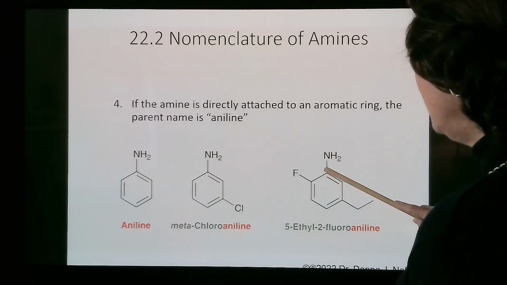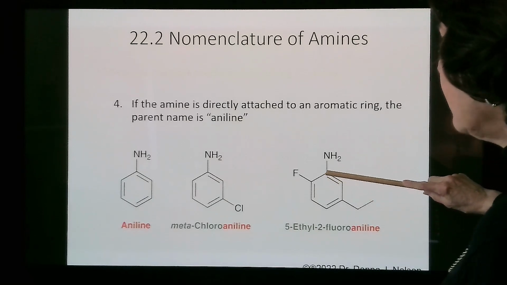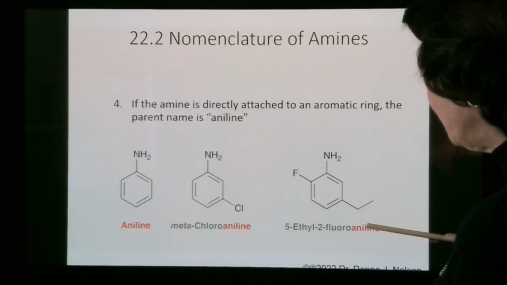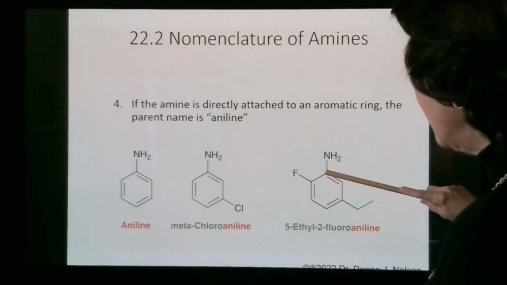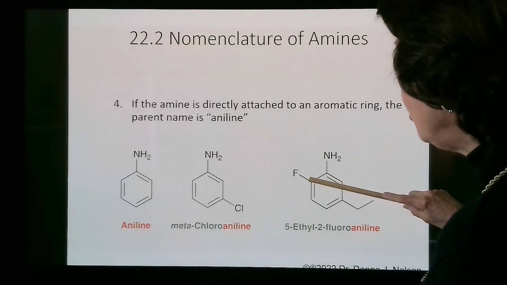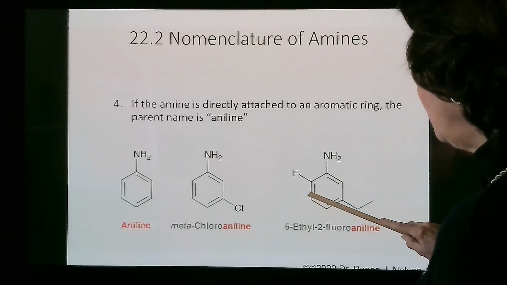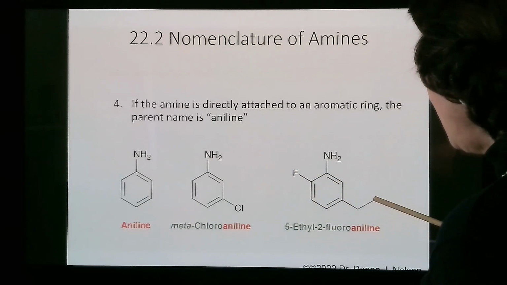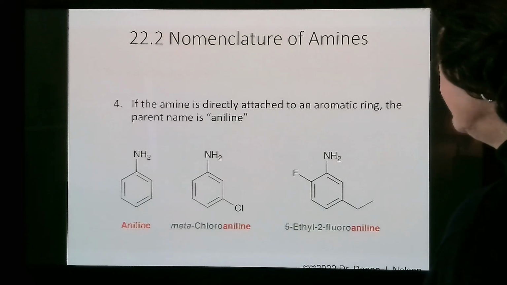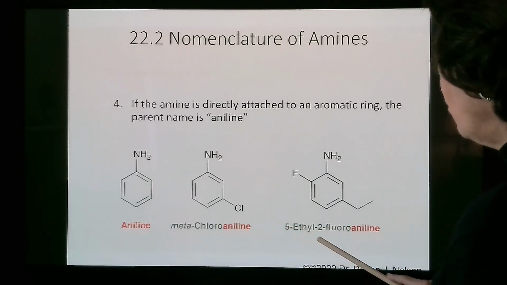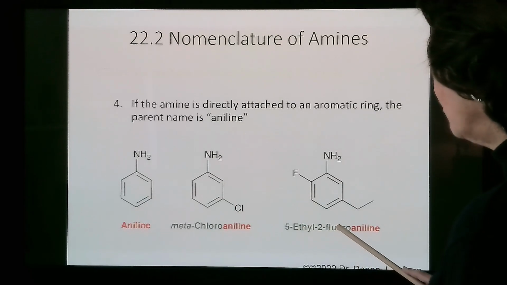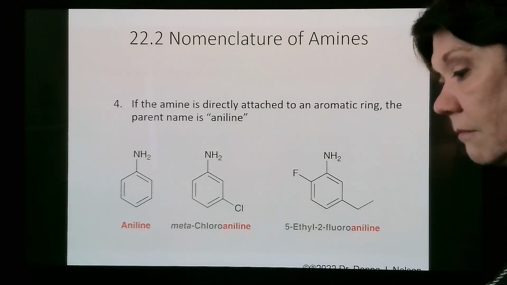And so the carbon bearing the highest priority group is automatically in position 1. So this is 2-fluoro, 5-ethyl aniline. But you have to put this in alphabetical order: 5-ethyl, 2-fluoro, aniline.